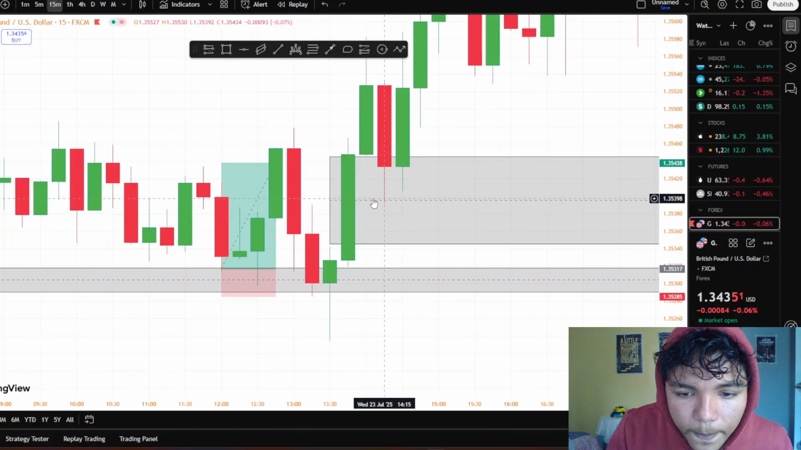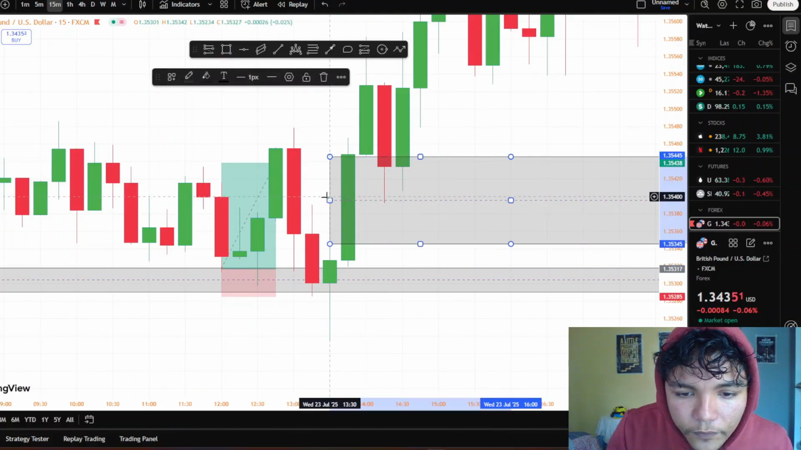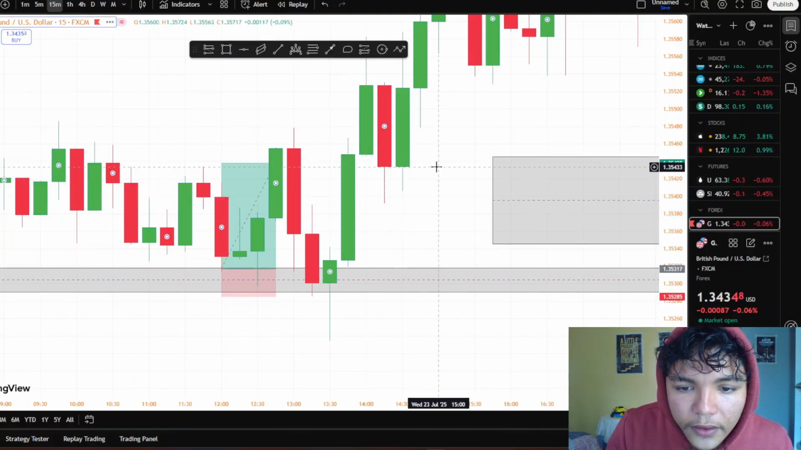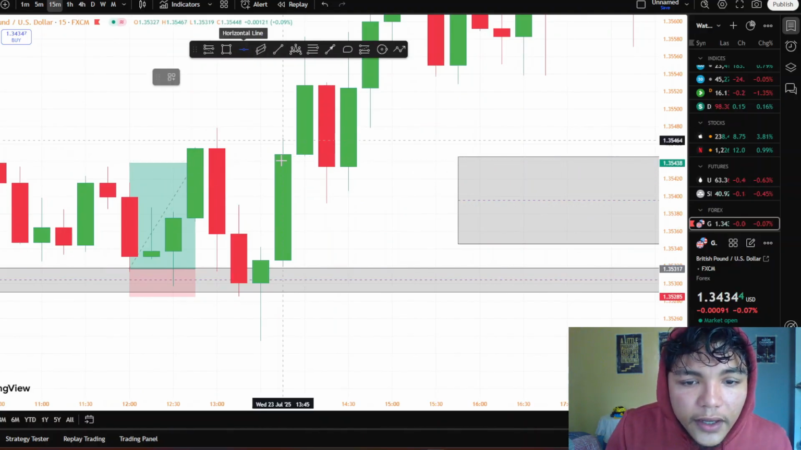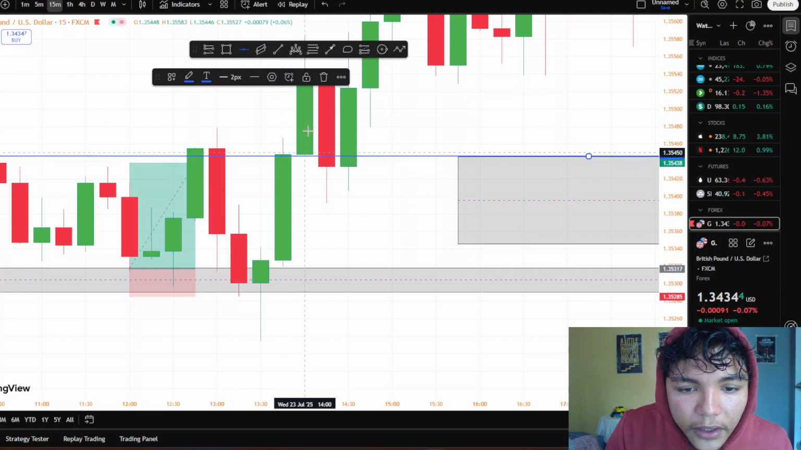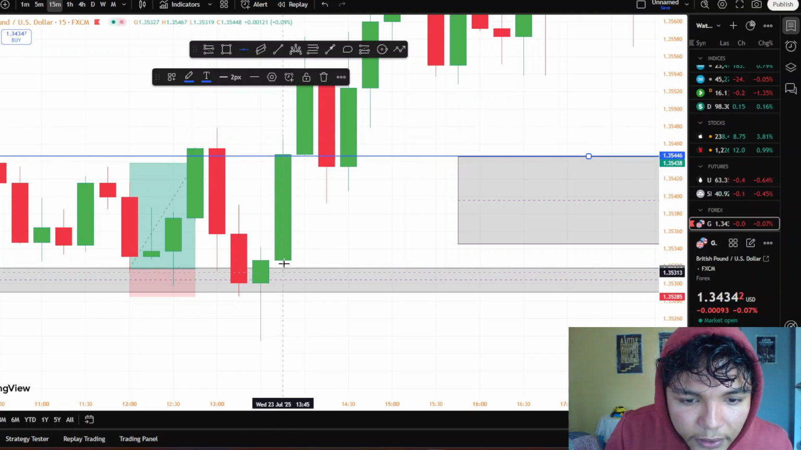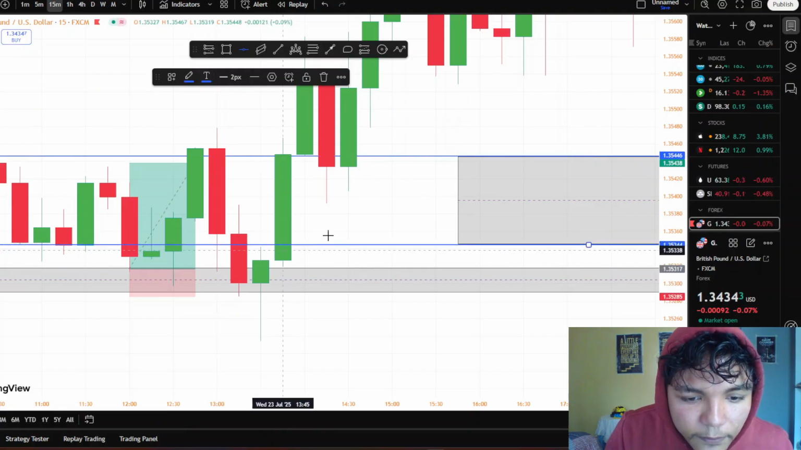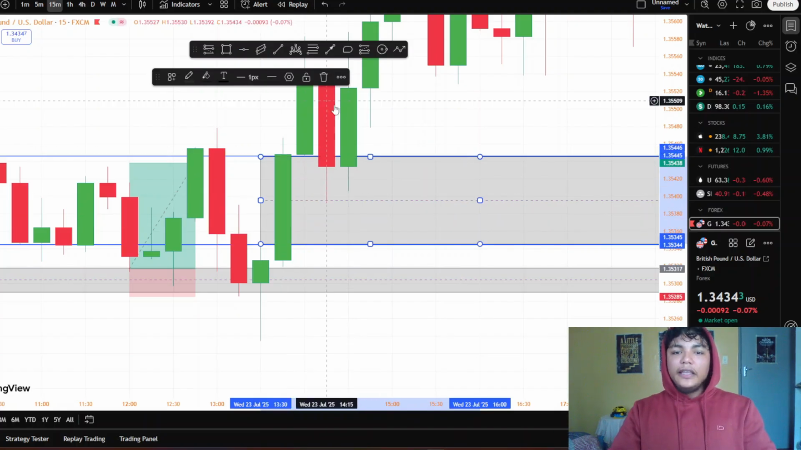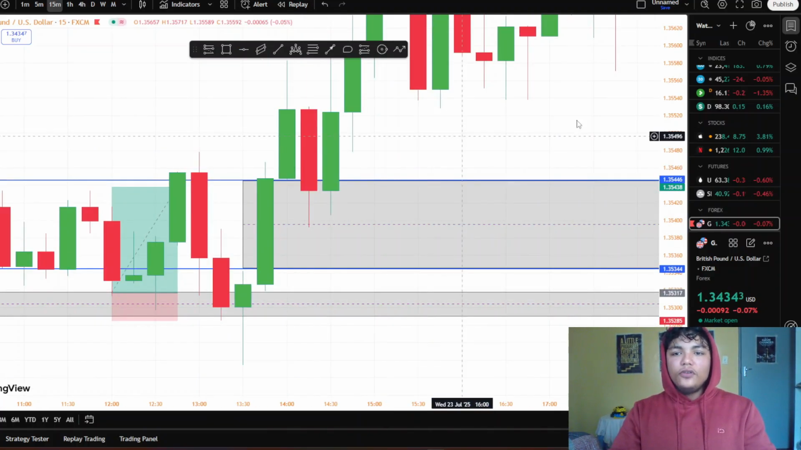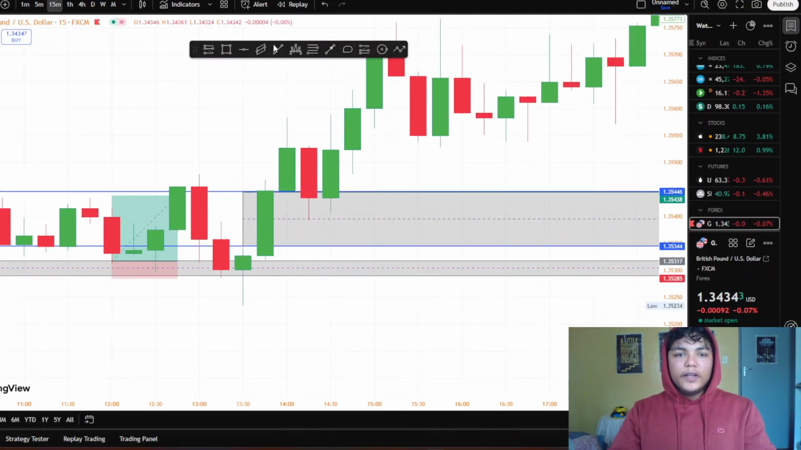As you can see, there's a small wick right there. Let's mark that out. Small wick below this candle, and then we have a wick right here above this candle. It's right there, and that's the fair value gap. Like the market, it came down inside the fair value gap and it got pushed up. So you could have taken a trade right here.